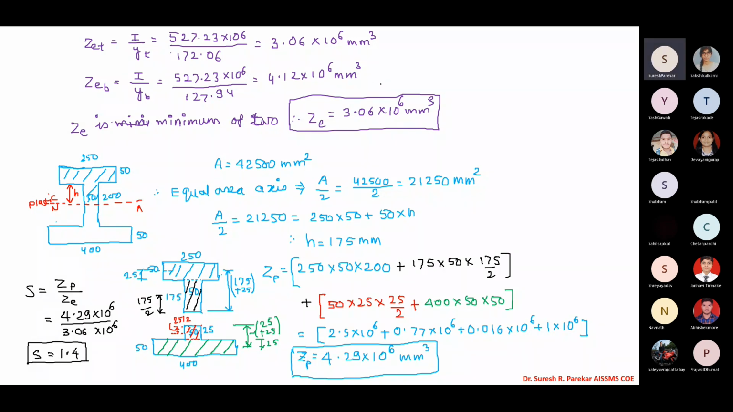So the important terms, ZE, put it in block. ZP, put it in block. S, put it in block. So examiner becomes easy to check the questions and you may get more marks.